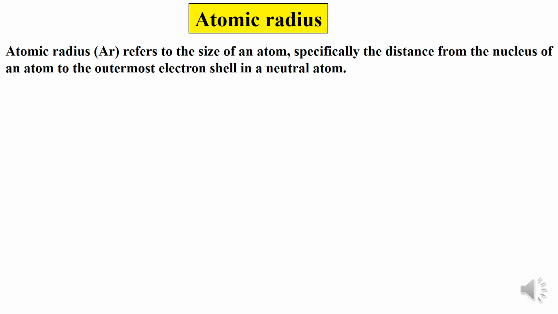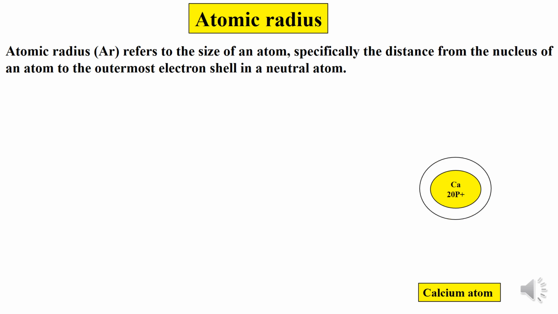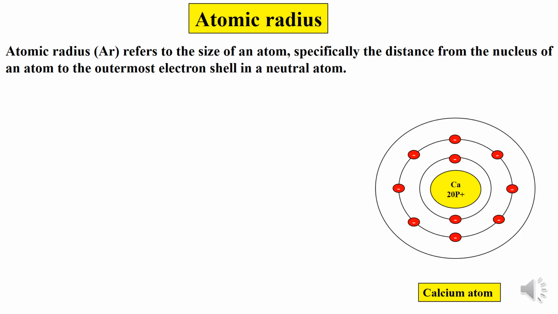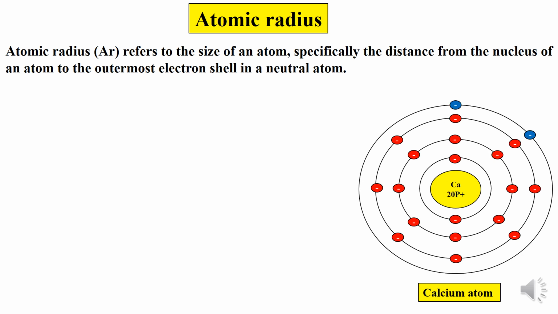Let me explain the atomic radius with respect to calcium atom. The nucleus of calcium atom contains 20 positively charged protons. The first shell contains 2 electrons. Second shell contains 8 electrons. Third shell again contains 8 electrons. And the fourth shell contains 2 electrons. Now the atomic radius of calcium atom is 175 picometers.